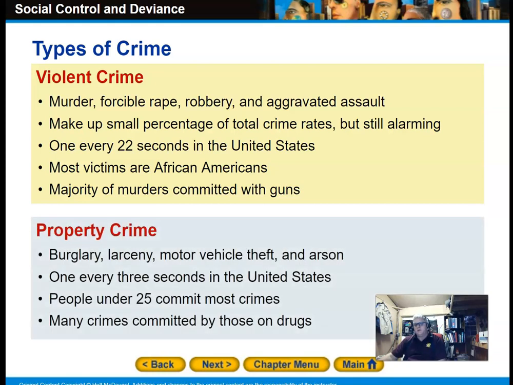Property crime: burglary, larceny, motor vehicle theft, and arson. One every 3 seconds, there's a property crime committed in the United States. People under 25 commit most property crimes. Many crimes are committed by those on drugs.